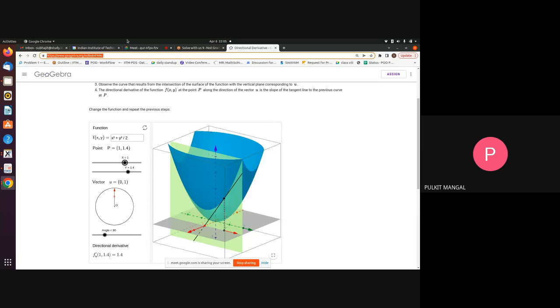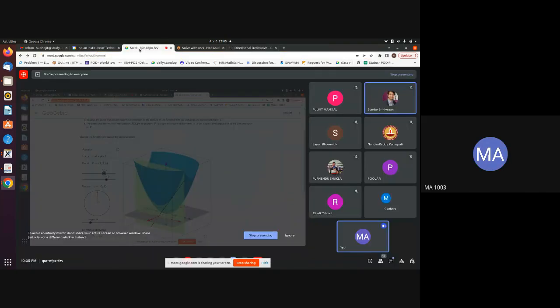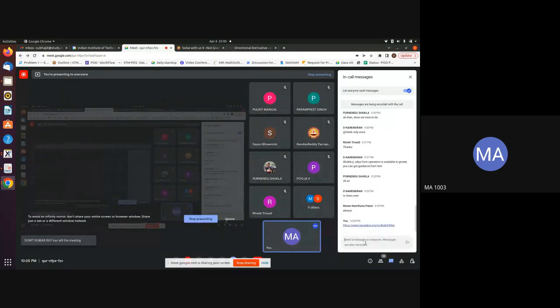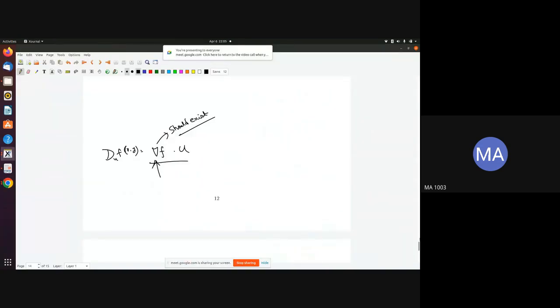Okay. So I am pasting this in the chat. If you want, you can copy it and see it later. Anyway, I will give you the PDF. There you can see. Okay. So this is what the directional derivative is.